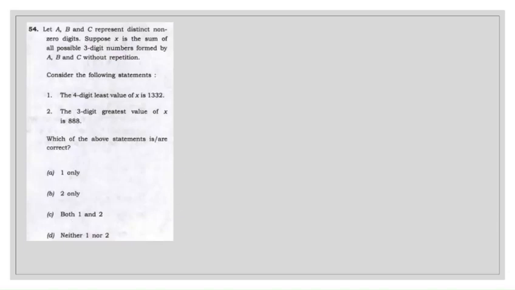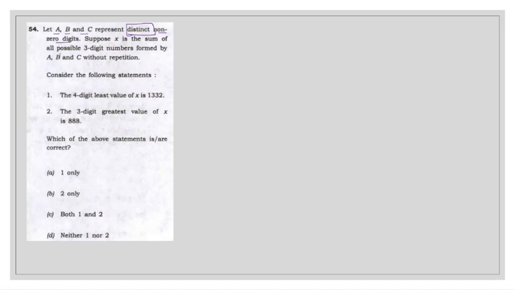So in this video we'll continue dealing with the UPSC questions. So let's start with the first question. Let A, B and C represent distinct non-zero digits. So basically A, B and C are the letters which denote non-zero digits, which means the digits can be anything from 1 to 9 but not 0.